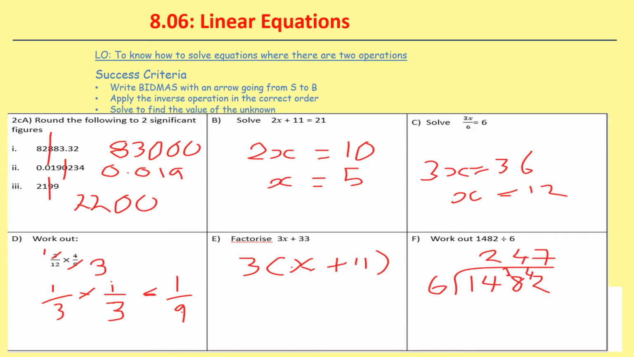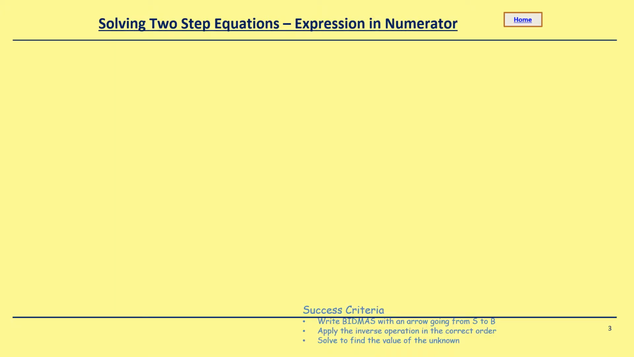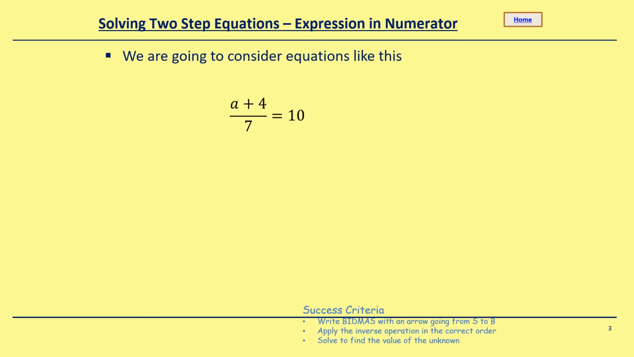Okay, so moving on, we're going to look at the expression in the numerator. So we're going to look at equations like this: a plus 4 divided by 7 equals 10. Now look at this type of fraction. The divide line of the fraction covers all of a plus 4. So if you imagine there's brackets around the a plus 4, all of that is divided by 7.